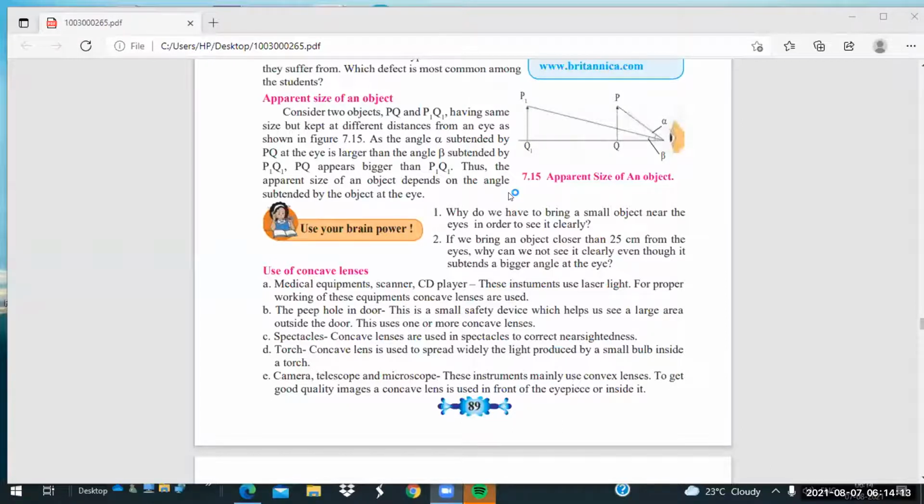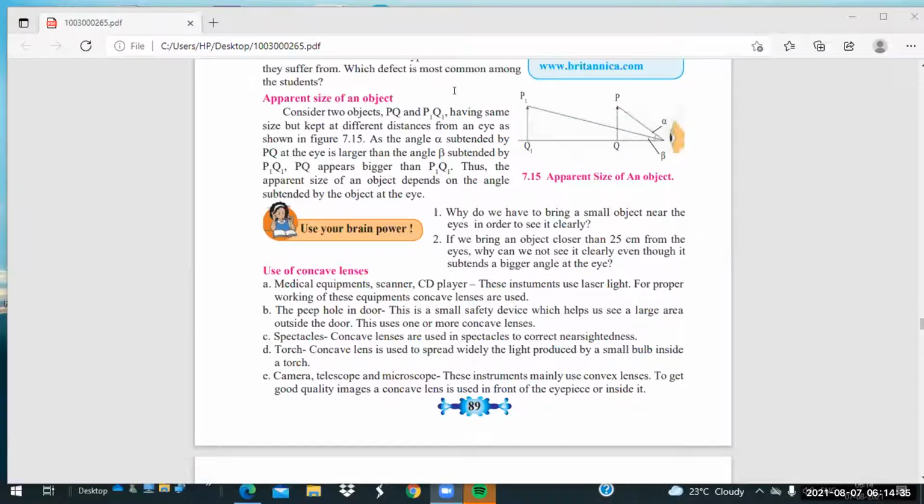This is a small safety device which helps us see a large area outside the door, and it uses one or more concave lenses, which we use for watching from inside our home to the outside. It is made from a concave lens, which can cover a large distance.